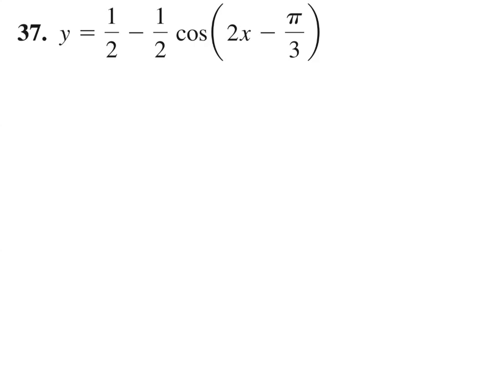This is homework problem number 37 in section 3.4, and it's graphing a trigonometric function. We have cosine, and we have several things going on here. We have an amplitude right here, that's the -1/2. We have a frequency, which is this 2, but we're going to have to factor it out. And we have this 1/2 right here, but I don't like the way that's written.